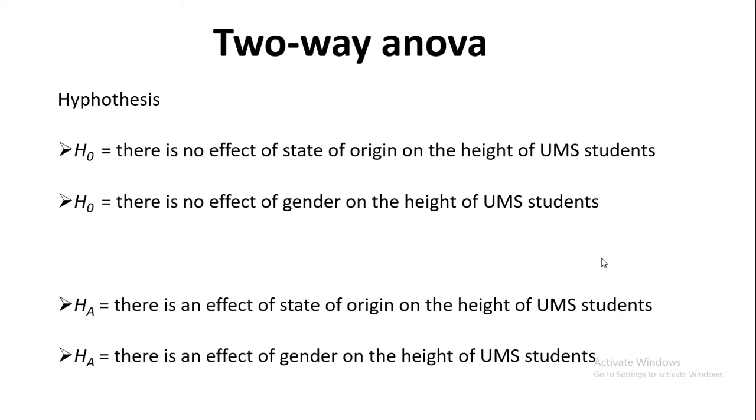The first pair: the null hypothesis is there is no effect of state of origin on the height of UMS students, and the alternative hypothesis is there is an effect of state of origin on the height of UMS students. For the other pair, the null hypothesis is there is no effect of gender on the height of UMS students, and the alternative hypothesis is there is an effect of gender on the height of UMS students.